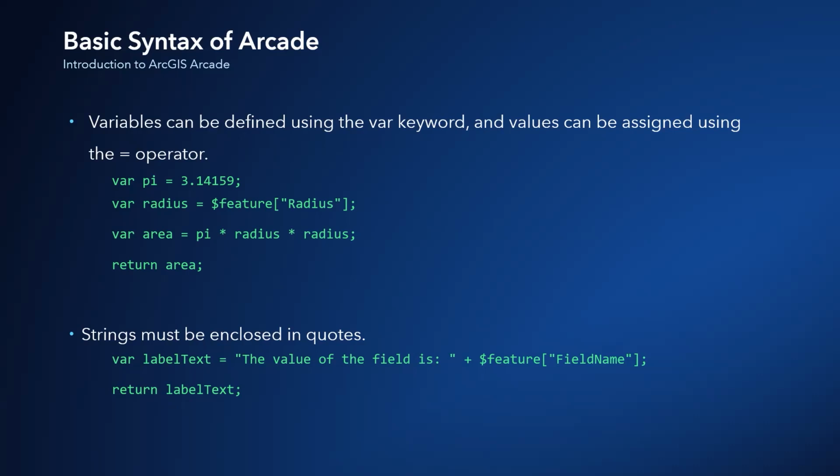And then looking at our strings, they must be enclosed in quotes. In this last example, it's going to define a variable called labelText and assign it the value of a fixed string, which is going to be "The value of the field is". Then it's going to concatenate the value of a specified field denoted by fieldName using the $feature global variable, which is going to retrieve the attribute of the current feature. And the result of the concatenation is going to be assigned to the labelText variable. And finally, the expression returns the value of labelText for the feature.